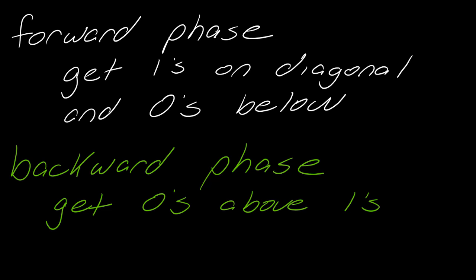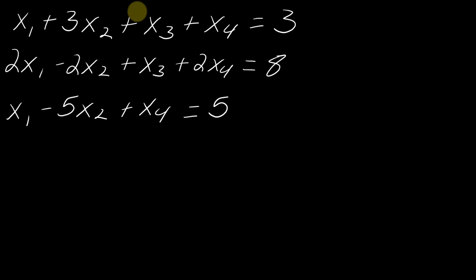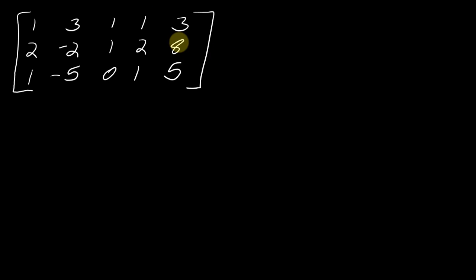More specifically, for the forward phase, we're going to work on getting our ones on the diagonal and then the zeros below. And then for the backward phase, that's where we get the zeros above the ones. I'll show you all of this, and I'll also show you how you can solve the equations in either form. I am assuming that you know how to take a system like this and set up an augmented matrix with the coefficients. Sometimes you see augmented matrices with little lines here, sometimes you don't. I'm just going to omit them for now because they don't matter.